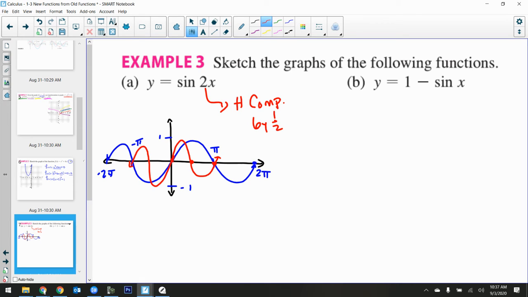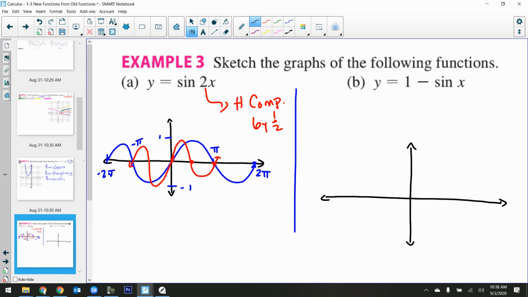All right, let's talk about the next one here. I see two things happening here. I'm going to again make myself a -1, pi, 2 pi, negative pi, negative 2 pi. Okay, this is my parent again. I see sine x. Well, that's not right. Whoops.